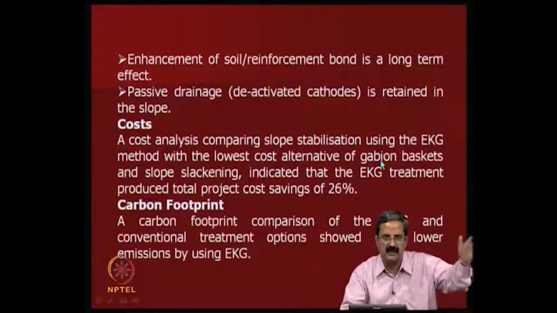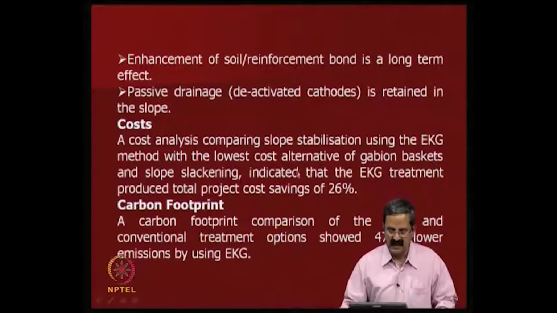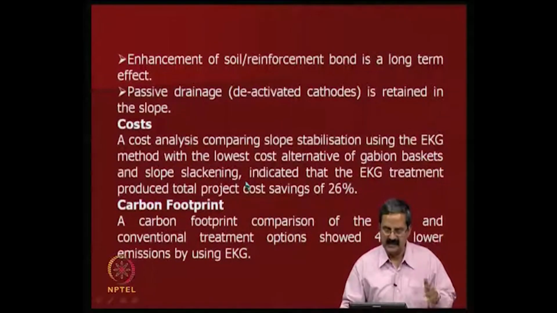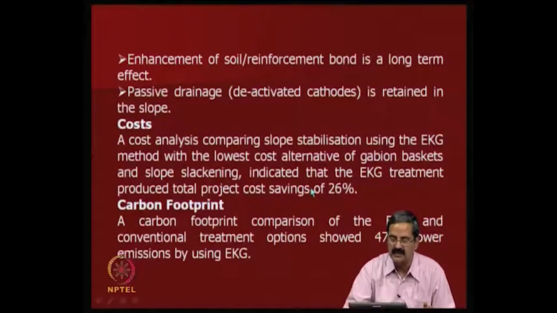As you saw in the slope stability, the factor of safety is low because of the toe. If you put some load on the toe, then the slip surface will not come. So, you can put gabion baskets, and slope flattening also can be done. Some of these things people did, but slope slackening and all this are somewhat expensive. Normally they are cheaper, but in this case they ended up somewhat costlier compared to this technique.